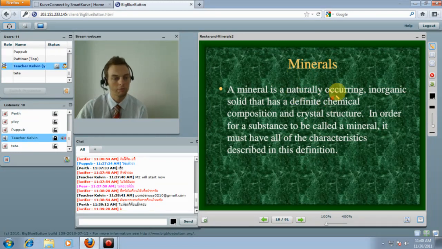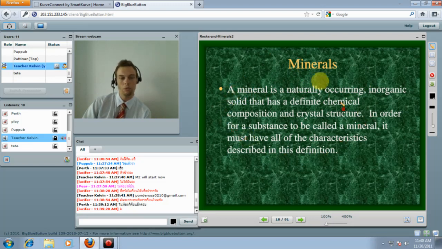Okay, so we talked most of the time last time about minerals and what is a mineral. This slide is important. It basically tells us all the things needed to have a mineral. It's got to occur naturally. We can't have made it in a lab. It's not living, so it's inorganic. It's solid, so it's not a gas or a liquid. It's got a definite chemical composition.